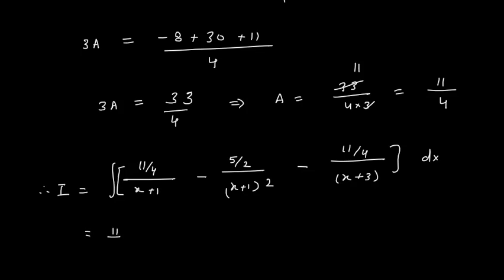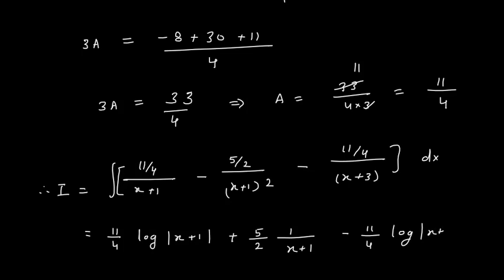So this will become 11 divided by 4 into log of x plus 1 minus 5 divided by 2, and it is 1 upon x square, so it is minus 1 upon. So this minus minus will become plus, and here it is 1 upon x plus 1, minus 11 divided by 4, and this is log of x plus 3.